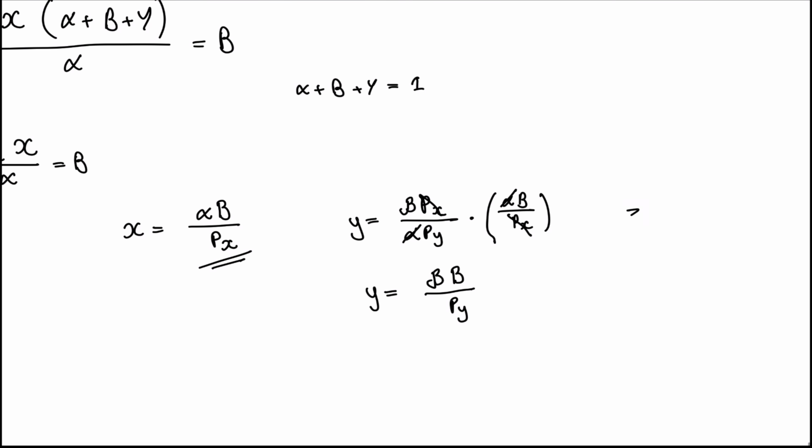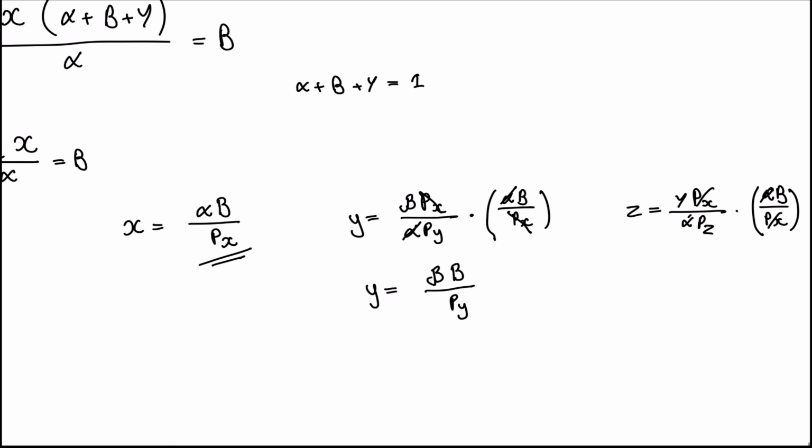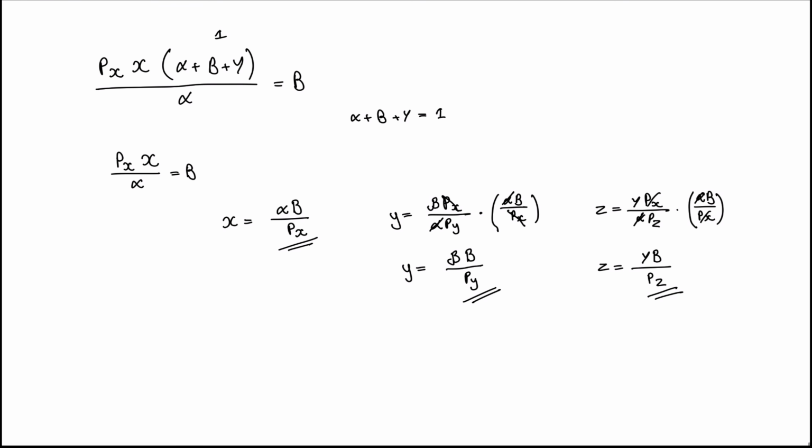And then finally for z, we can do gamma px over alpha pz multiplied by x, which is alpha beta over px. So again, we can get rid of the px, get rid of the alphas, and so z is equal to gamma b over pz. Cool, so this is our optima.